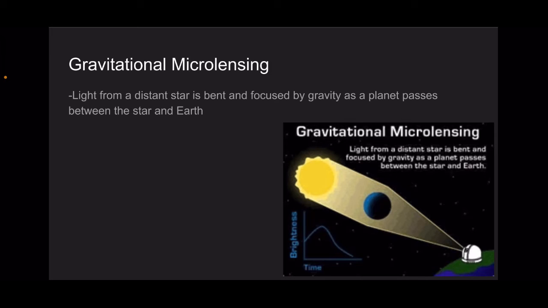But over here, basically the gravitational microlensing is light from a distant star being bent. So it's really cool. This image has a great way of showing what exactly it is.